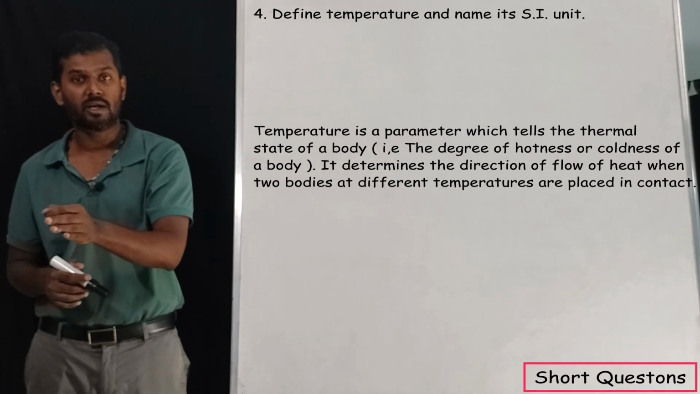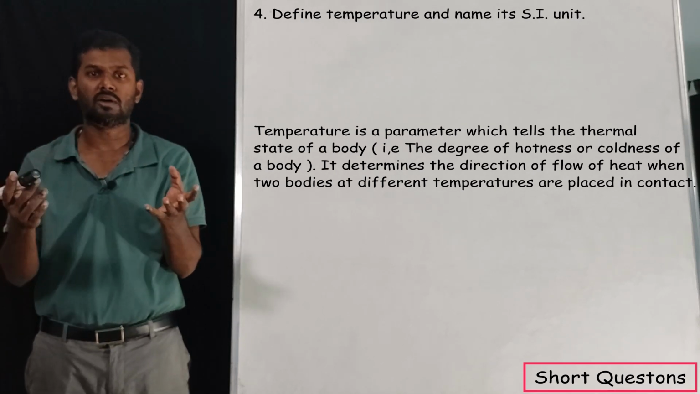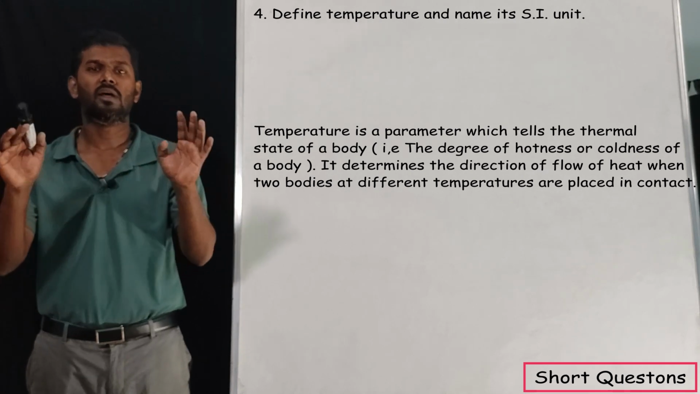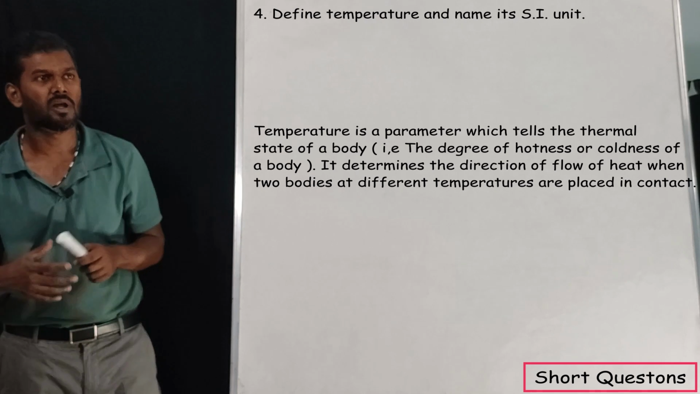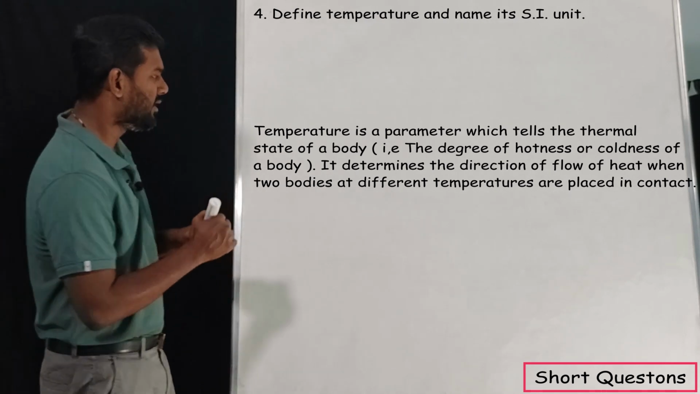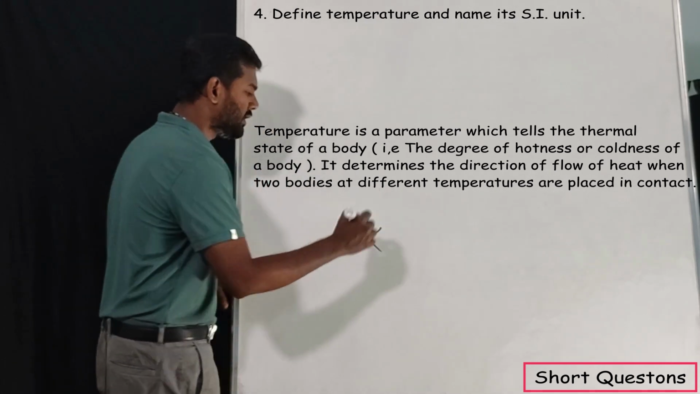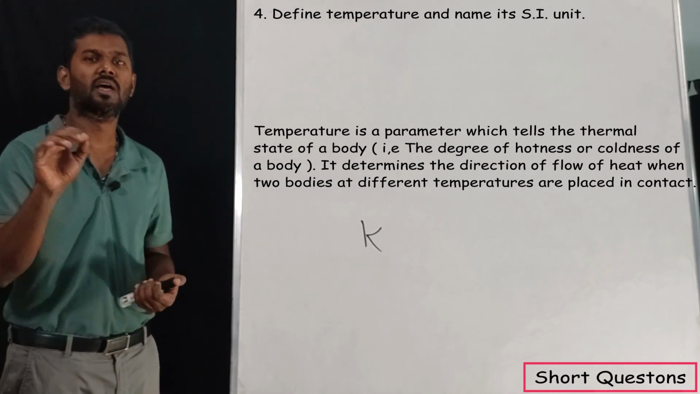Direction of flow of heat when two bodies with different temperatures are kept in contact. This is the definition of temperature. The unit will be Kelvin, capital K. The SI unit of temperature is Kelvin.